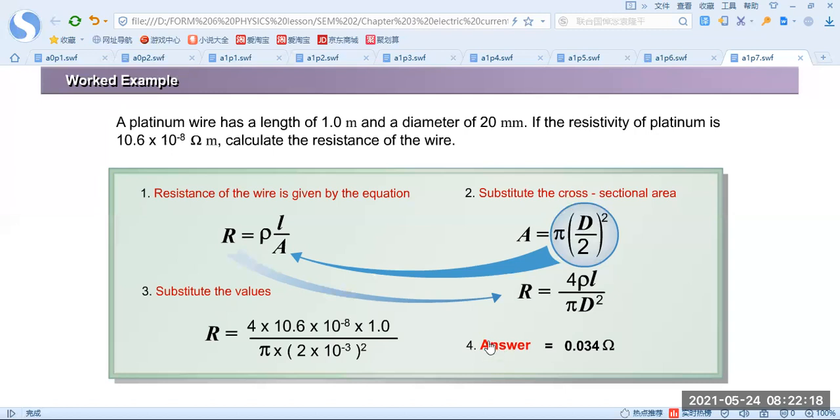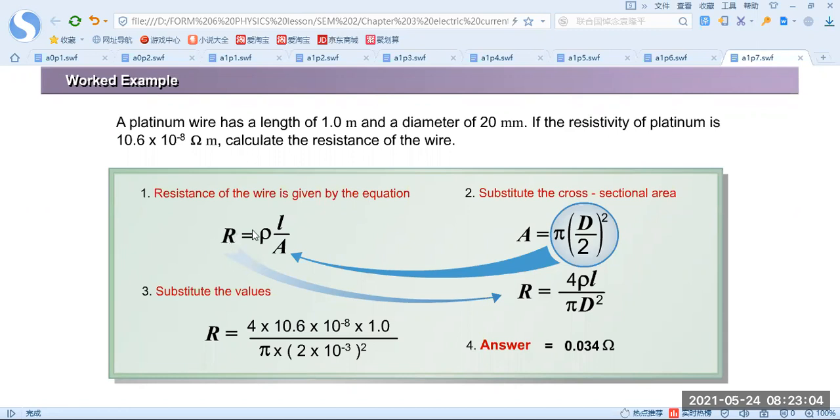Before that, in the Form 5 syllabus, we learned that the resistance of a material is directly proportional to the length of the conductor, and inversely proportional to the cross-sectional area. This one, resistivity, we never learned, right? Actually, we learned it before in the Form 5 syllabus. One of the factors is the type of conductor. Resistance is affected by the type of conductor. That means different materials, different conductors, have different resistance.